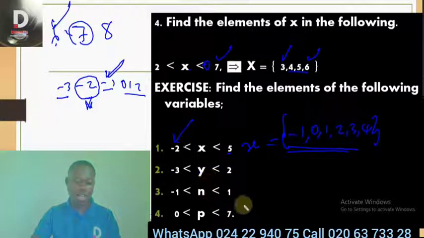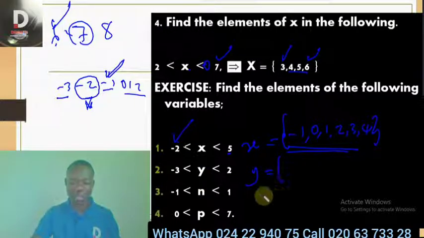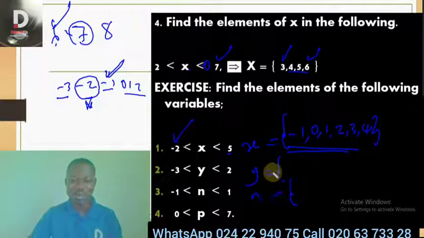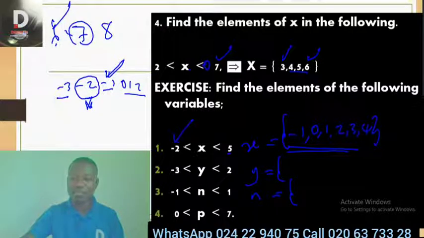So I'll leave you to do the rest. Fine. So in this one you write y is equal to, open your bracket and read. Here n equals, open your bracket and do justice. This is your work. If you have any challenge about it, WhatsApp me, then we will look at it.